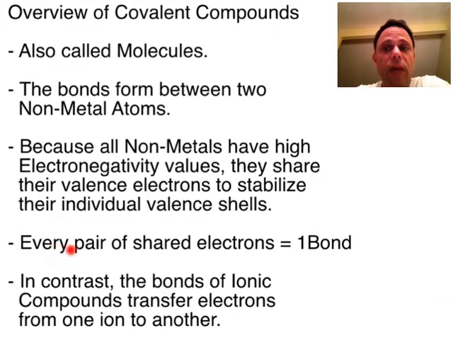Furthermore, every pair of shared electrons equals one bond. So if you're sharing two electrons, that's a pair, that's a single bond. If you share 4 electrons, that's 2 pairs, a double bond. Share 6 electrons, that's 3 pairs, a triple bond. Now, in contrast, the bonds of ionic compounds transfer electrons from one ion to another.